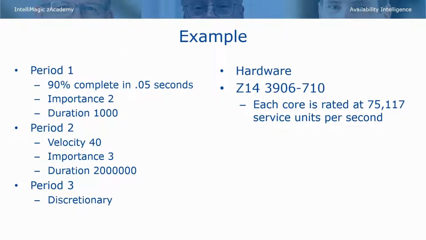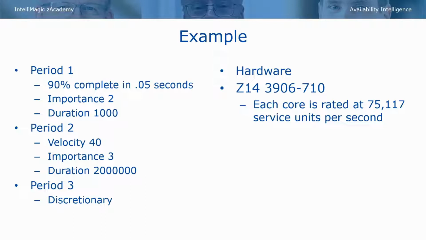Okay, let's look at an example. Here we've got a fairly straightforward 3-period service class. Period 1 has a percentile response time goal, 90% of transactions complete within 50 milliseconds, 0.05 seconds, with an importance of 2. And the duration is set for 1,000.